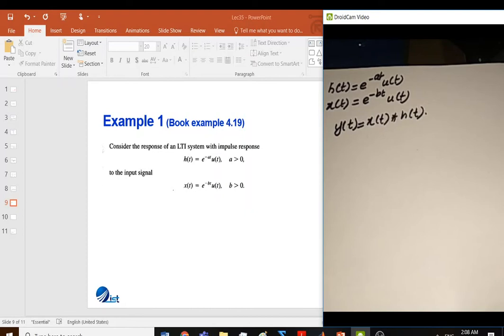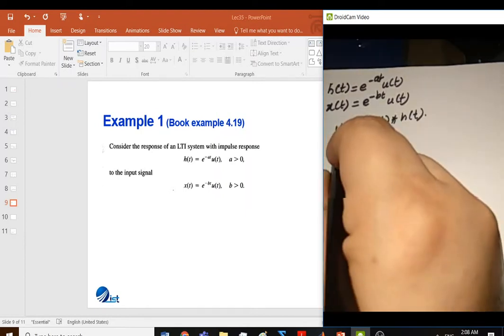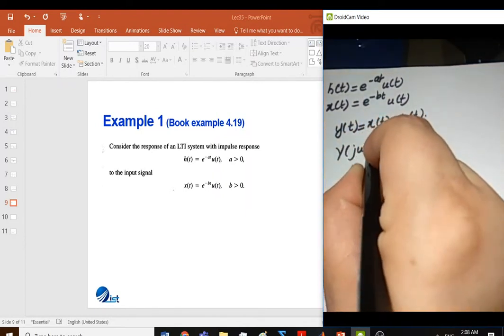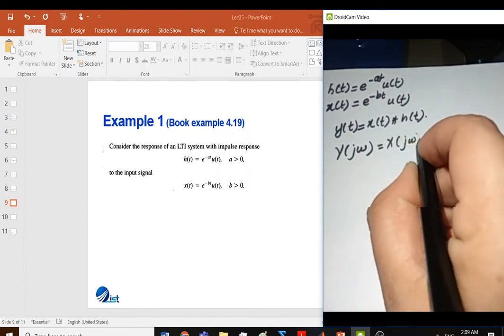Say for instance, over here, you are not asked to determine the convolution, you are asked to determine the frequency response. So that means after the convolution, you have to get the frequency response. In that way too, you are free to choose any method. So say for this example, you are asked to use the Fourier analysis techniques to determine the output. So we'll be proceeding by converting this convolution in time to multiplication in frequency. So Y of j omega is equal to X of j omega, H of j omega.